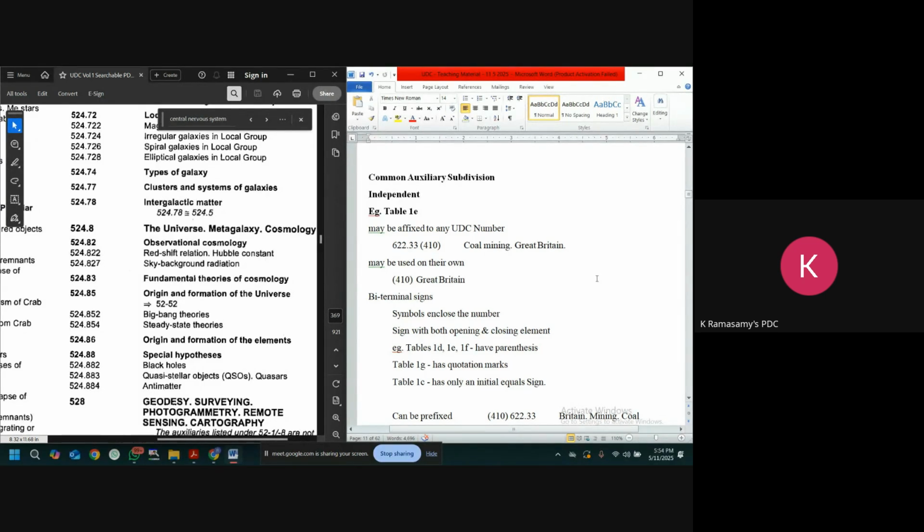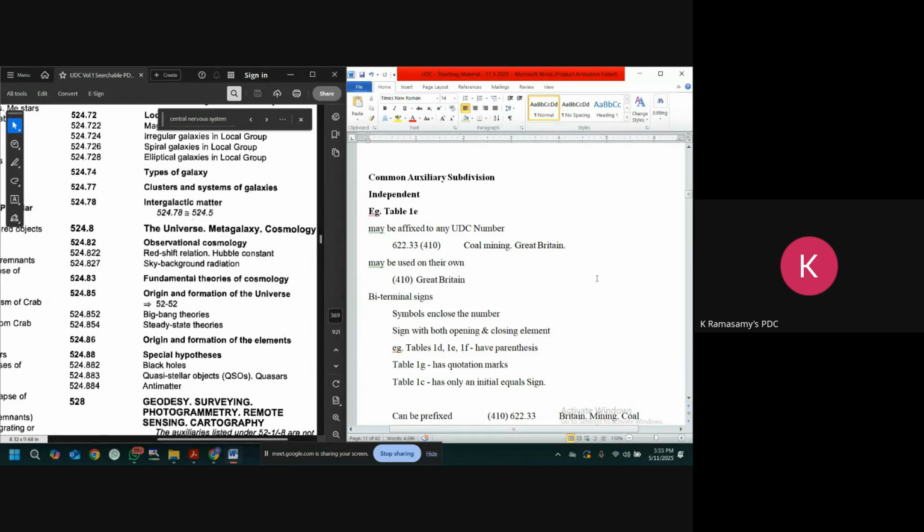Independent means these common auxiliary numbers, even without UDC numbers, can function as an individual number. Even when you're writing the classification number using UDC, the first number in the citation order, the facet formula, can be a number taken from a common auxiliary. That means instead of starting your main UDC number with 1, 2, 3, 4, 5, 6, 7, 8, 9, you can start a UDC number with a number taken from any one of the common auxiliaries. That is called independent common auxiliaries. They can act as an independent number.